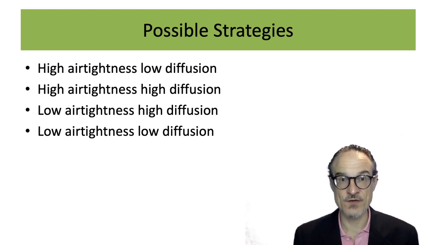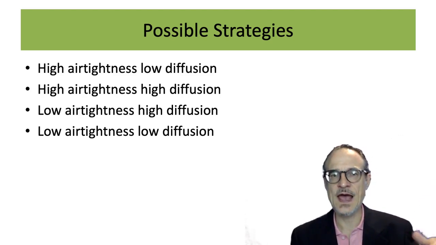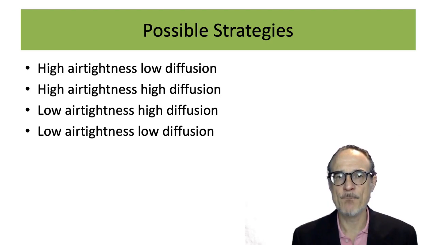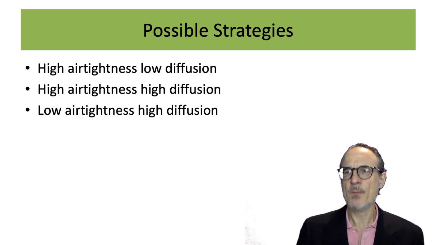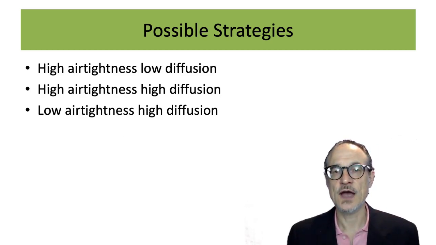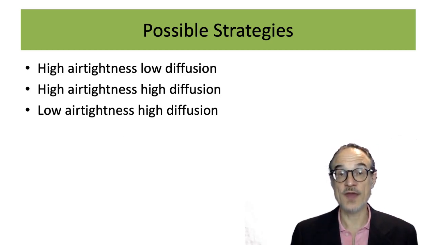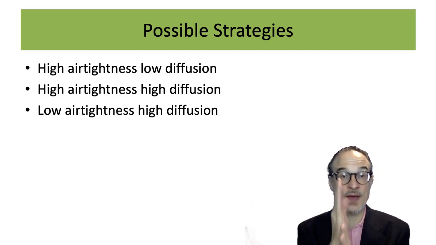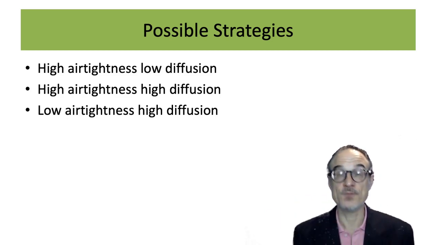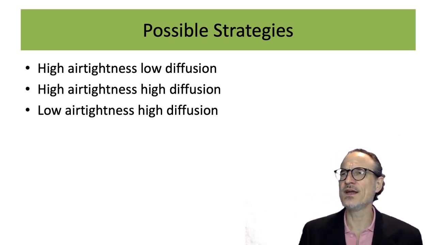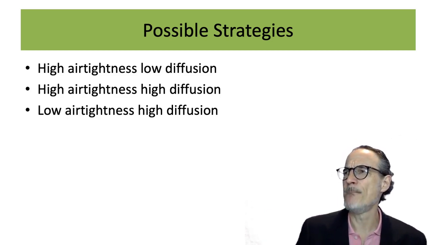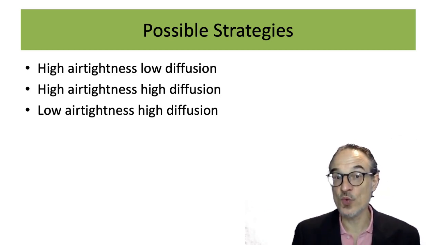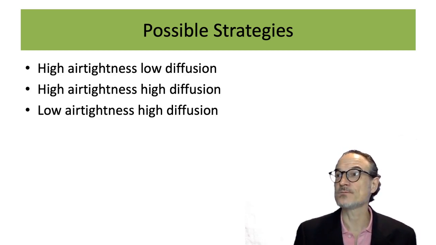Or we could try and have a building that has air moving through freely, but not moisture. I think the last one probably is impossible. But it is possible to have air tightness without diffusion. So we can have substances that will stop air getting through, but moisture will get through. And we can think about airtight or less airtight. And let's just think about which one of these we would want in our ideal building.